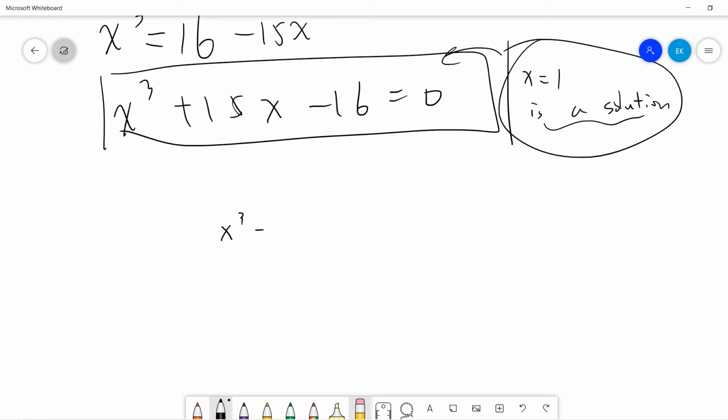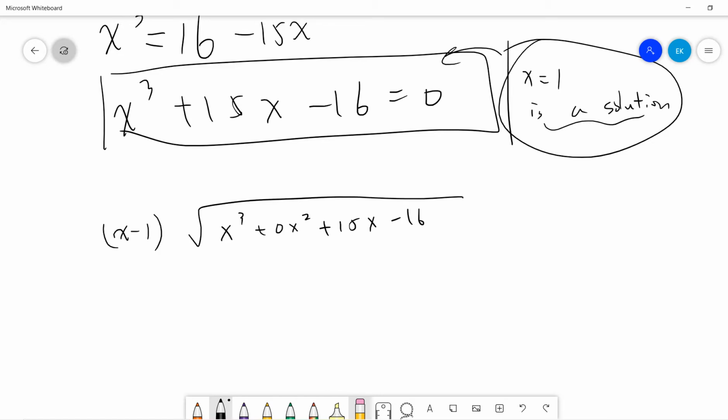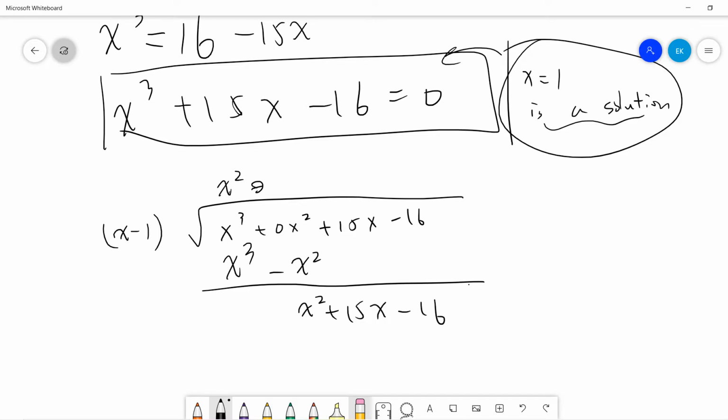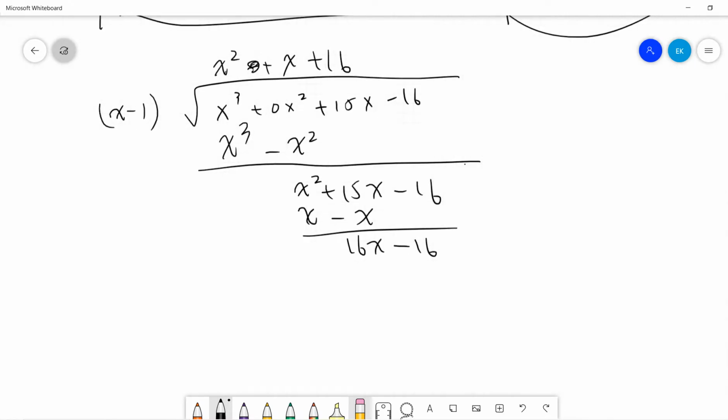Let's do this. You just take the first term, which should be x squared. So x cubed minus x squared. This should be x squared plus 15x minus 16, and then you add x. So it's x minus x, you get 16x minus 16, so it should be plus 16. So you can factor it through this.